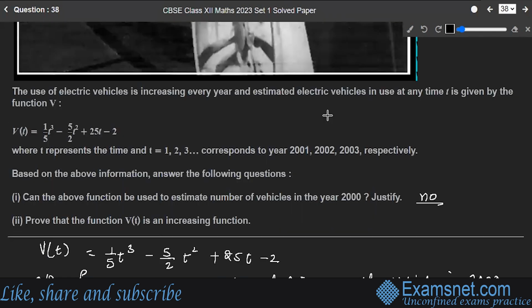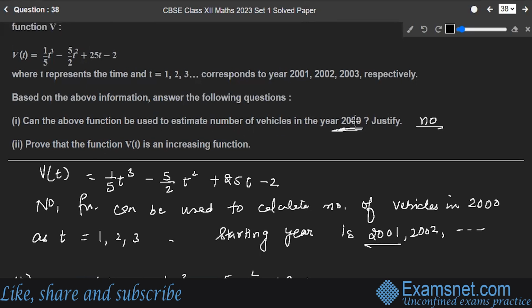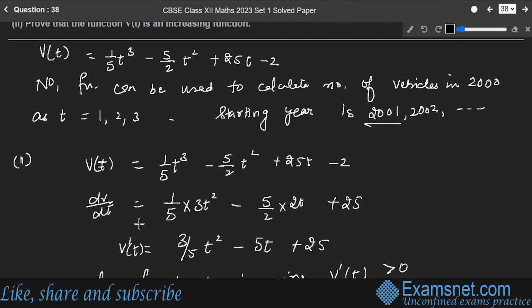So with that, we have completed all the 38 questions of this paper. Hope you understood them well and that was clear to you. I would like to go over the question once again. In the first part, you had to find out, can the above function be used to estimate the number of vehicles in year 2000? See, here t corresponds to 1, 2, 3, where 1 corresponds to 2001, and 2 and 3. Therefore, this cannot be used to calculate information which is not given in the function. So the answer to the first part is no.